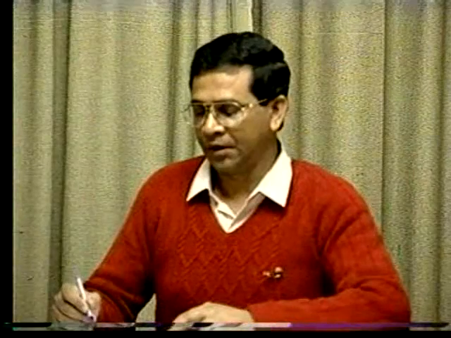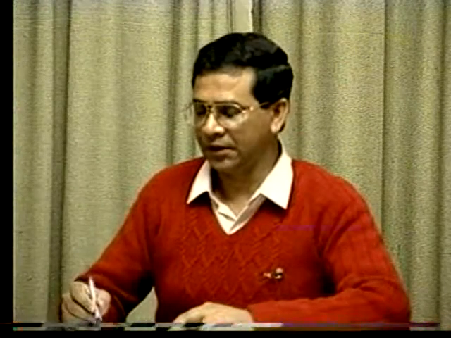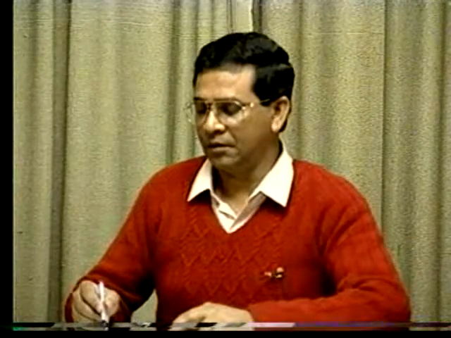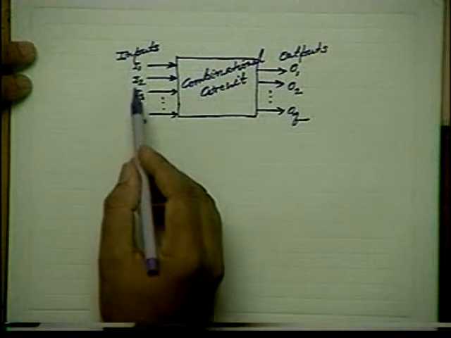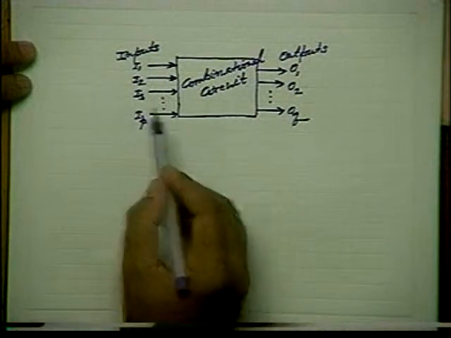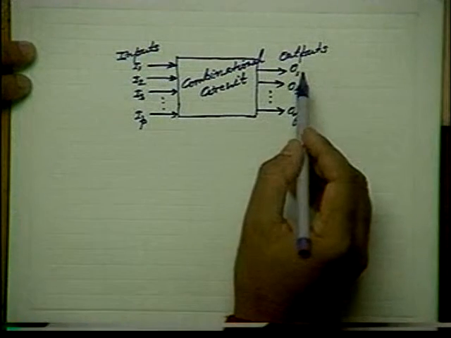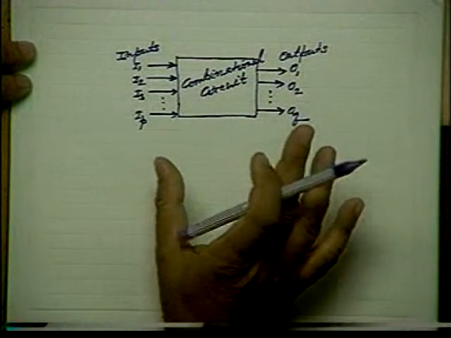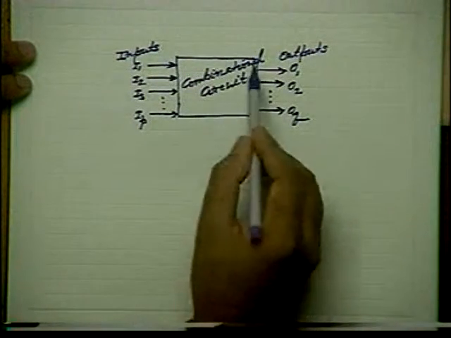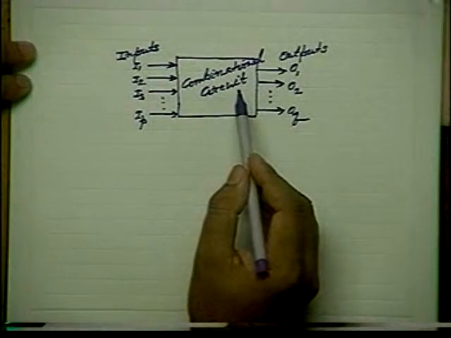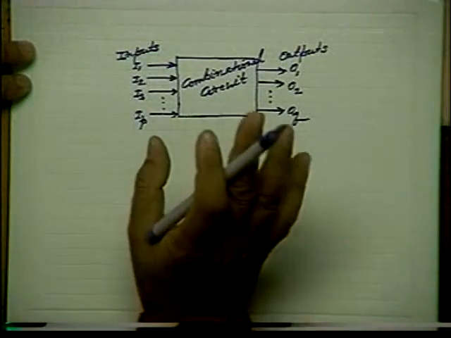Now the purpose of this class will be that, given particular specifications, that means these are the inputs, these are the outputs, and the inputs can have these combinations for which I want a particular output to be 1 or 0, one purpose of this class is to find out what circuit it will be.